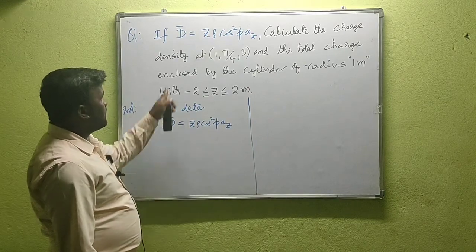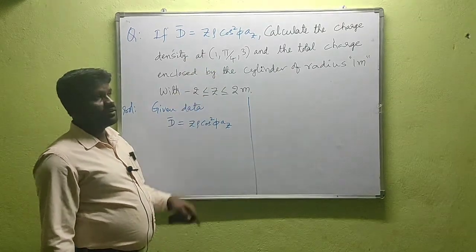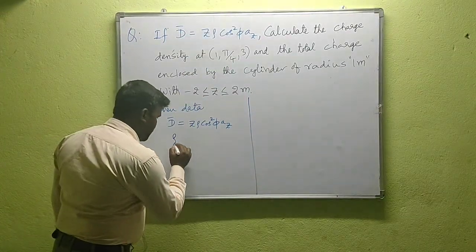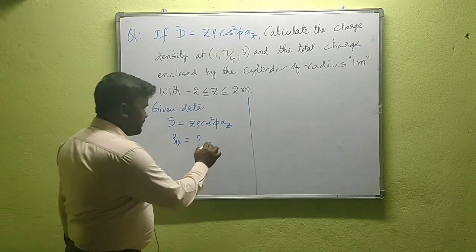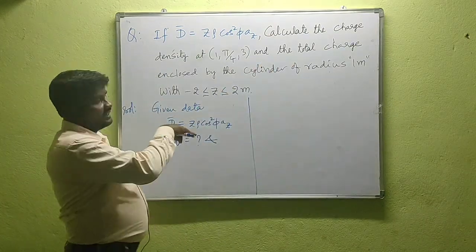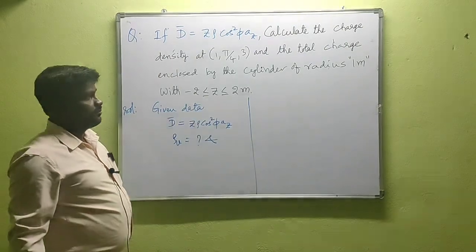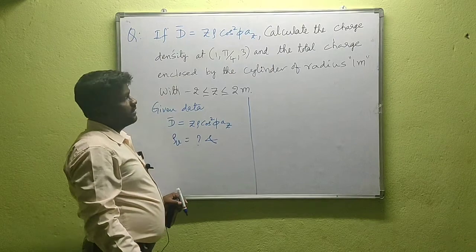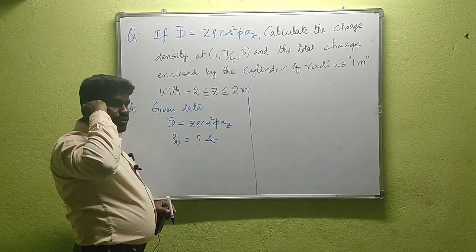Now calculate the charge density at this point. We need to calculate the charge density at (1, 5π/4, 3), which means we need to determine rho v at this location. And another one is the total charge enclosed by that cylinder of radius 1 meter with the Z limits like this. The rho variable we can take from 0 to 1 meter, the Z variable is like this, and the phi variable is 0 to 2 pi.